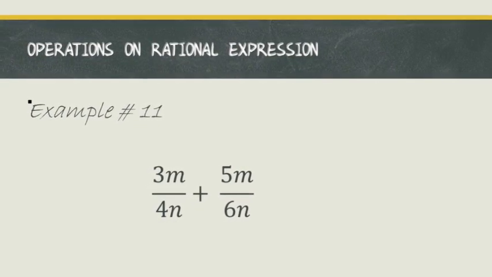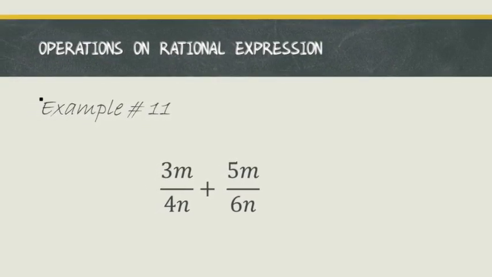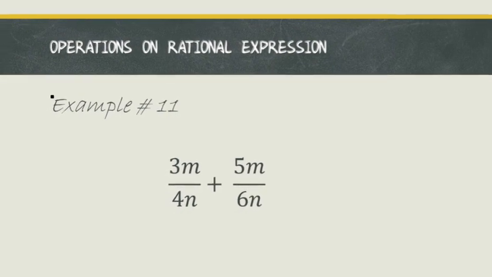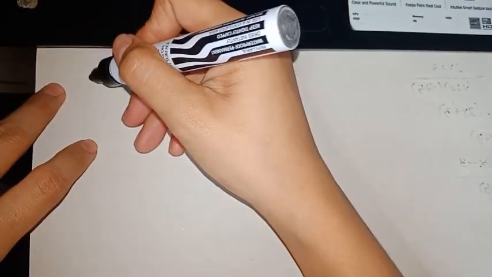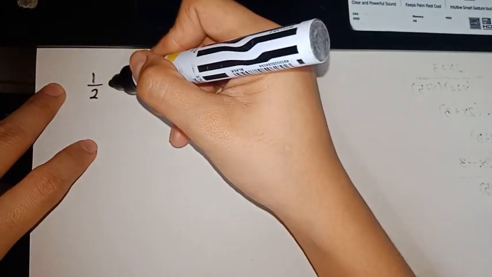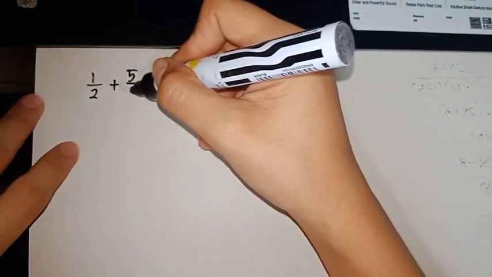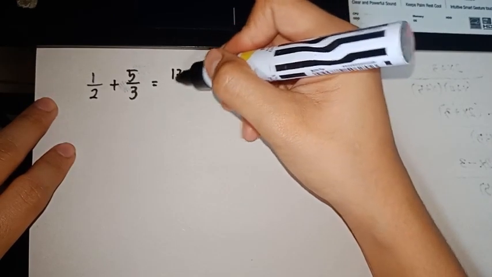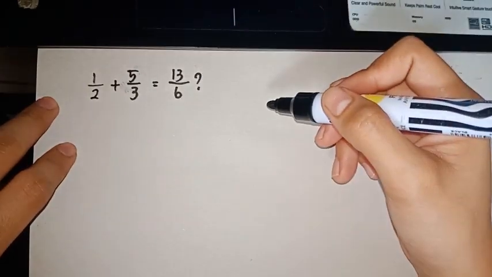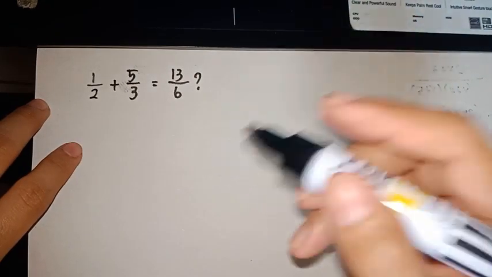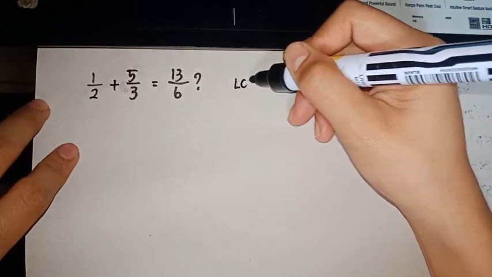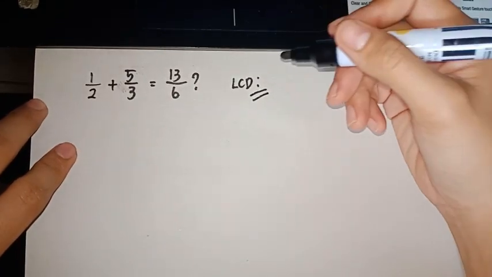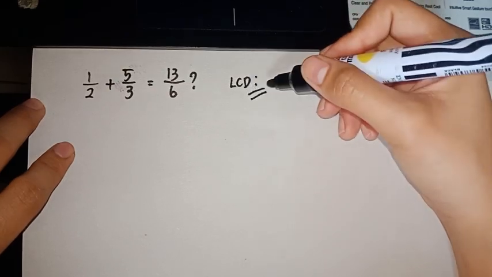Before we proceed with example number 11, let me explain how to perform operations with similar fractions. We have similar fractions or different denominators. From my previous slide, we have 1/2 plus 5 over 3. How did I come up with an answer of 13 over 6? That's the question. If you encounter fractions with different denominators, the first thing you should do is get the LCD. LCD stands for the least common denominator.